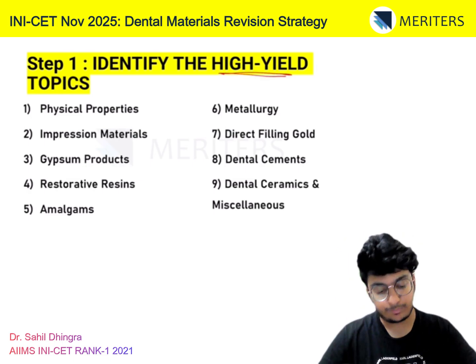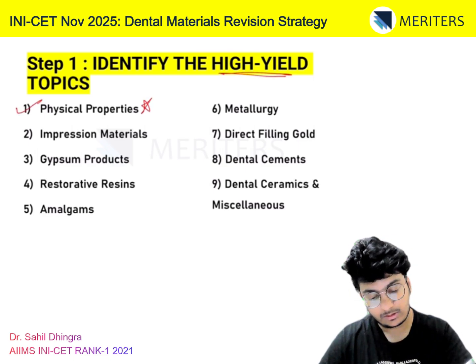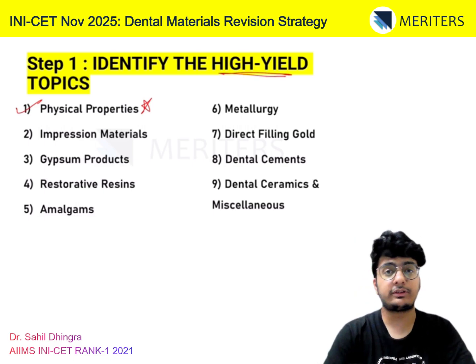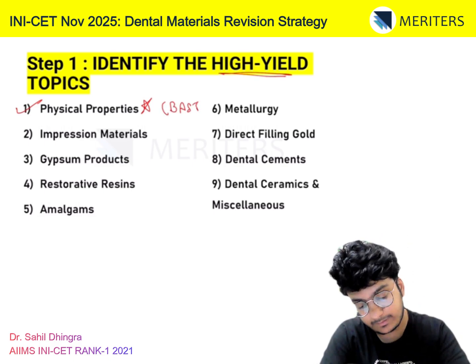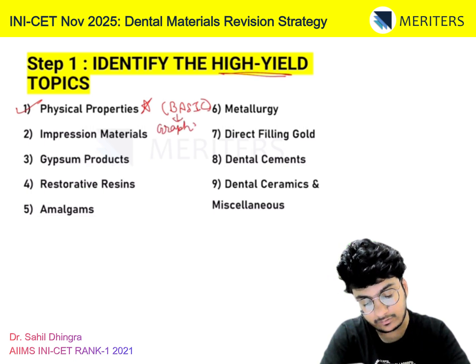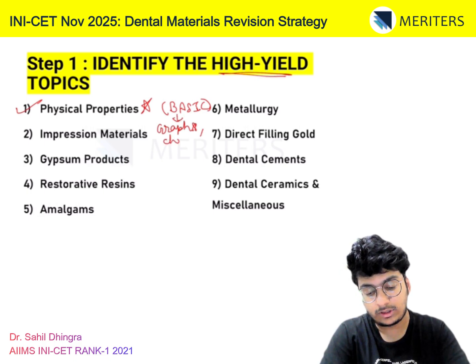So the most important topics are your physical properties. This is the most important because it is the basic subject. This chapter you cannot study in any other subject. This will form the basic part of your DM. This is where they will ask you about the graphs, any charts, the curves. So this is the most important chapter for your DM.